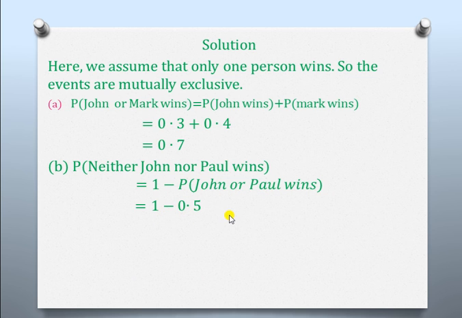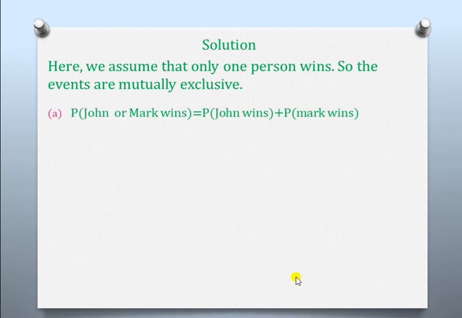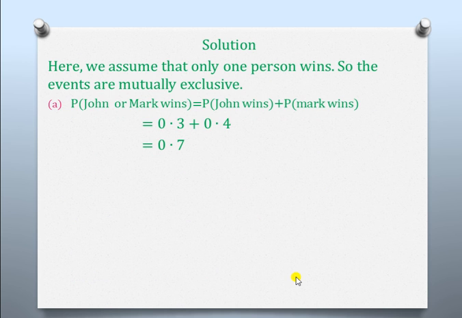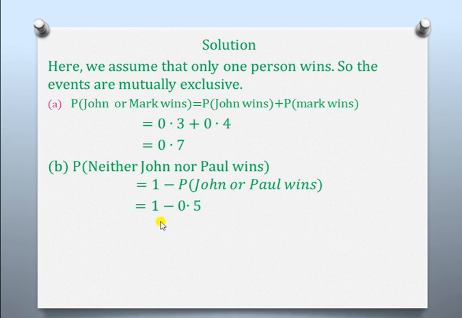Why do we say 0.5? We have simply added the probability of John winning together with the probability of Paul winning. Because if you get back to this point, we had each of their probabilities at 0.3 and 0.2. So if you add them, it gives you 0.5. Allow me to proceed from this point. So we have looked at part B already. So we can now substitute. Then if you subtract this, it gives you 0.5.